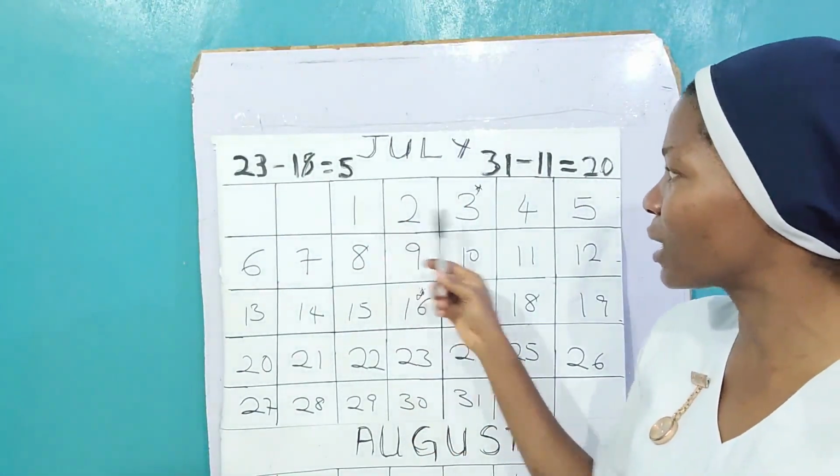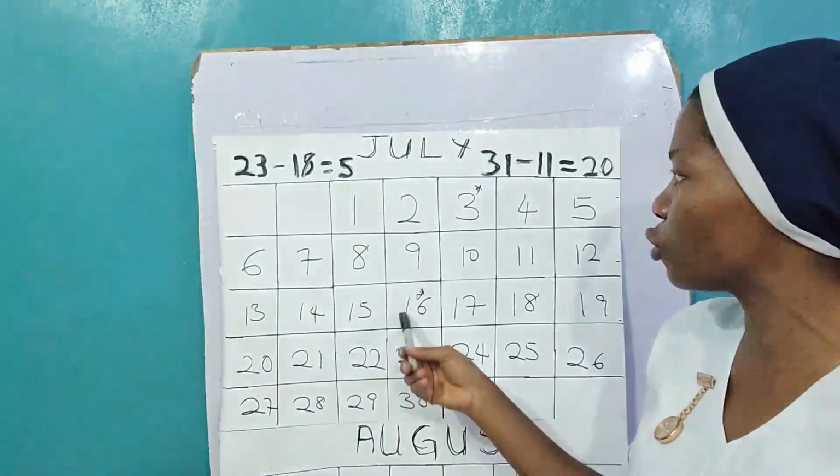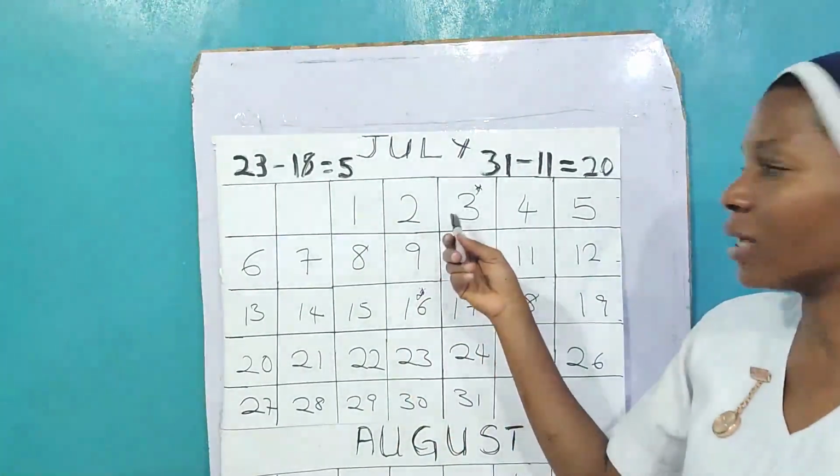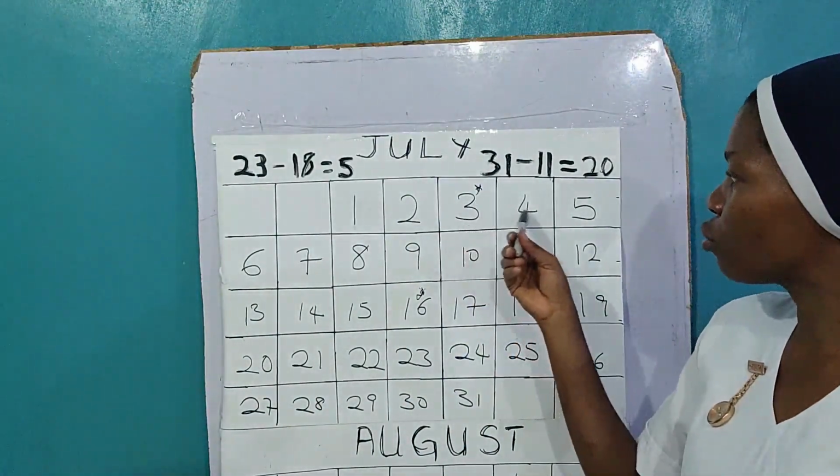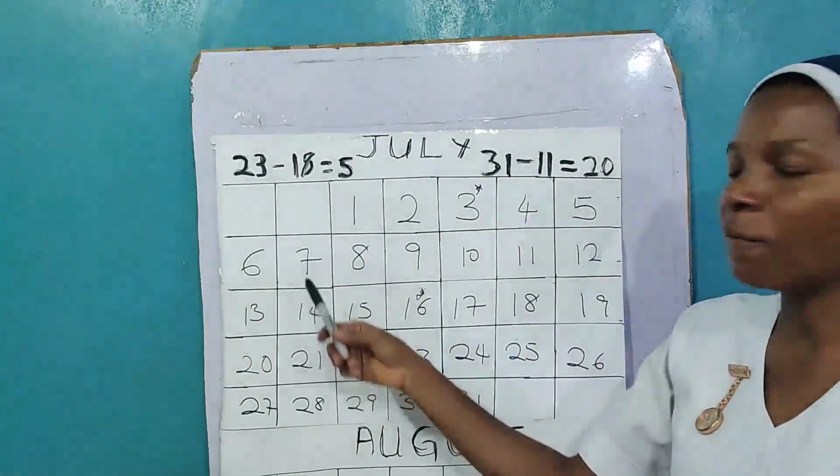Now let us get the 5th day of her menstrual cycle for this woman. She began her menstrual cycle on the 3rd of July. So her 5th day will be 1, 2, 3, 4, 5. Her 5th day is on the 7th.